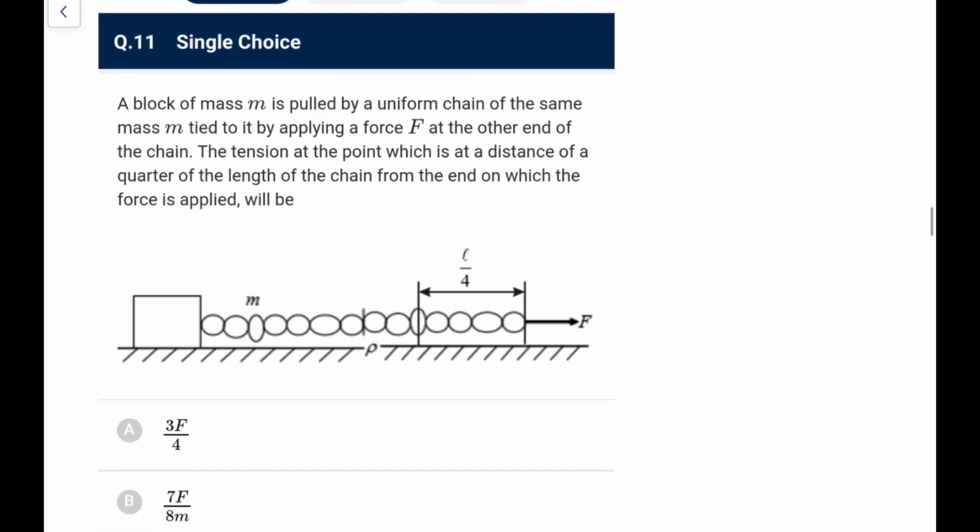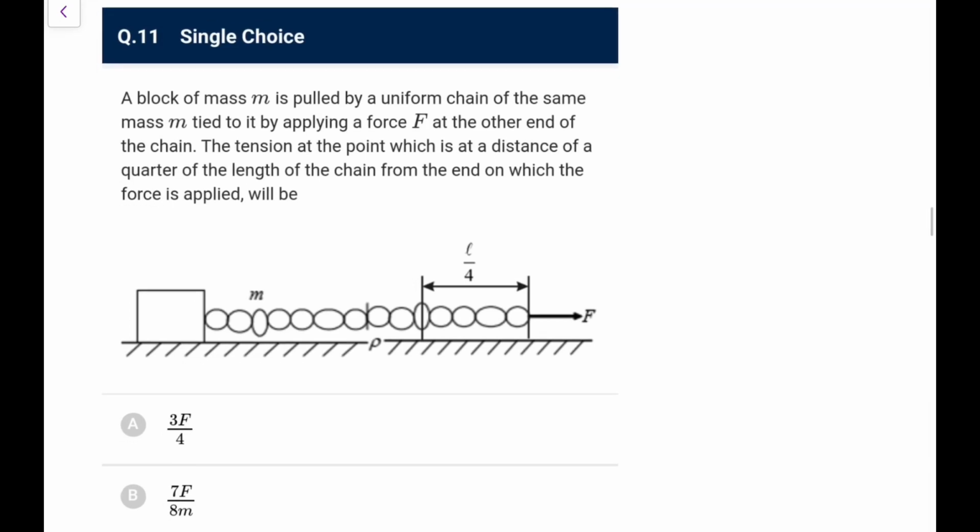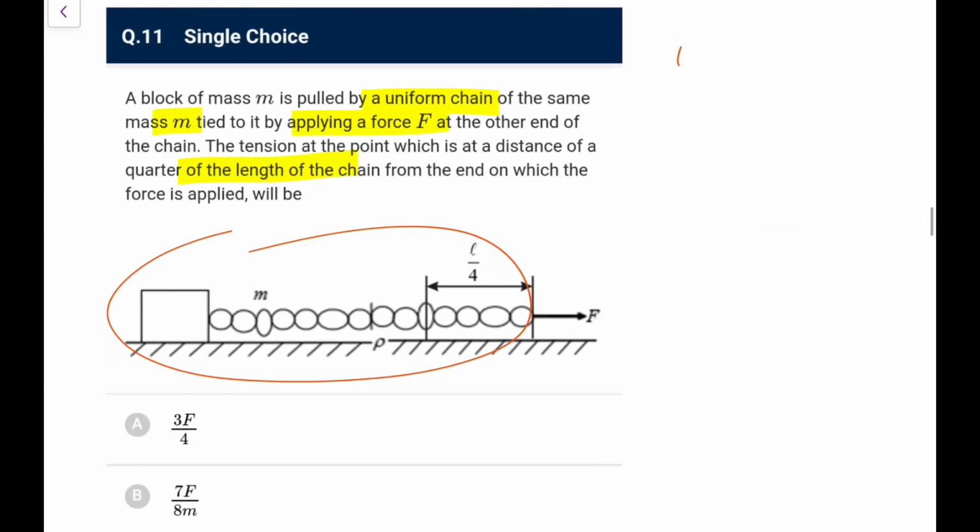Next, you have a block of mass m pulled by a uniform chain of the same mass small m, by applying a force F at the other end. The tension at the point which is a distance of a quarter of the length of the chain from the end will be? So first of all, treat both as a system. So total F would be equal to total mass 2m into a. So acceleration is F by 2m.